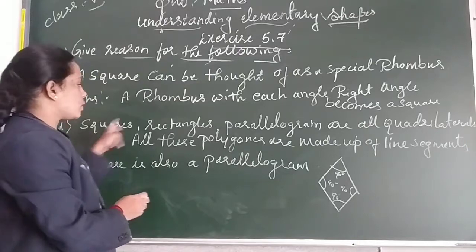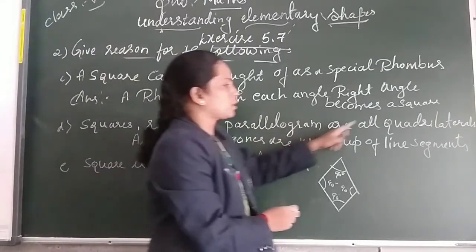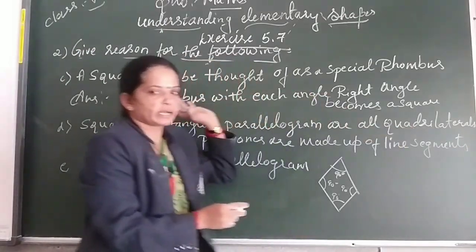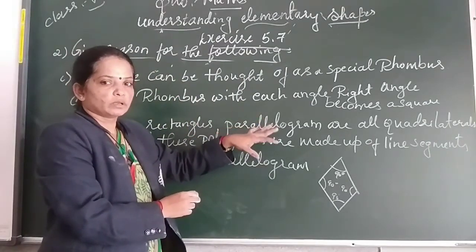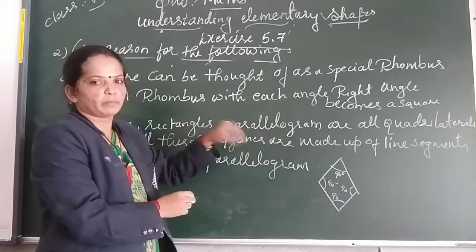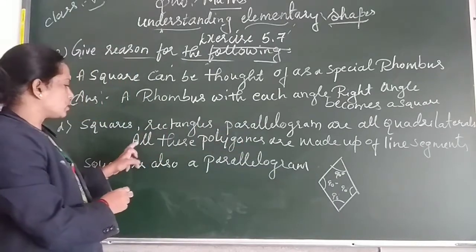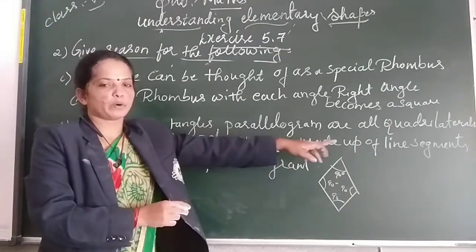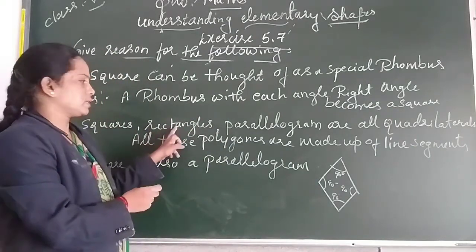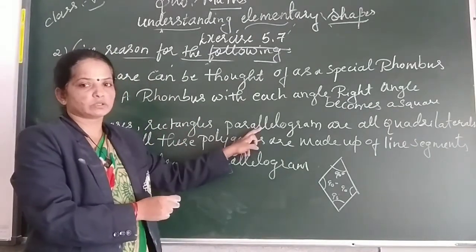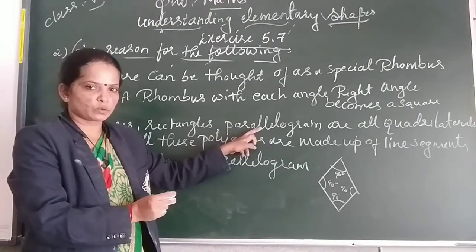Next one: squares, rectangles and parallelograms are all quadrilaterals. What do you mean by a quadrilateral? A quadrilateral is a polygon, a closed curve made up of line segments. Here, all these polygons are made up of line segments: a square contains 4 line segments, a rectangle also has 4 line segments, and a parallelogram is also a closed curve of 4 line segments.